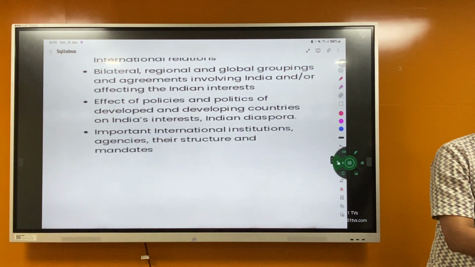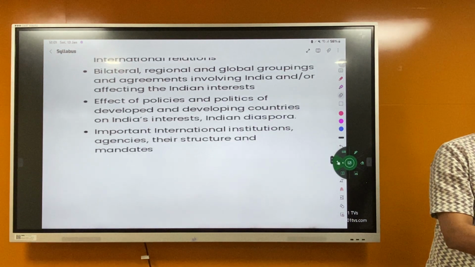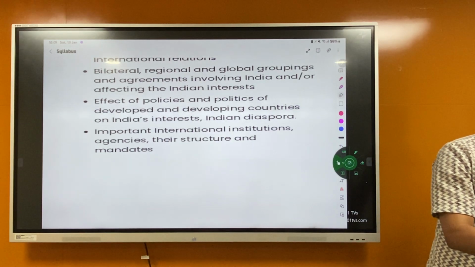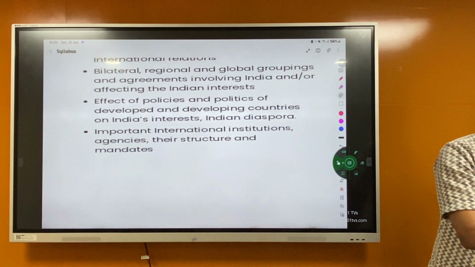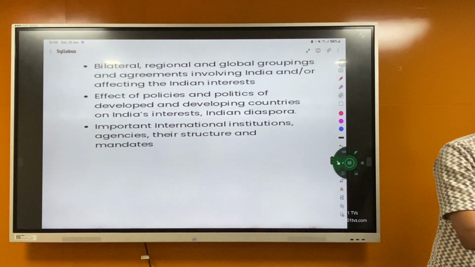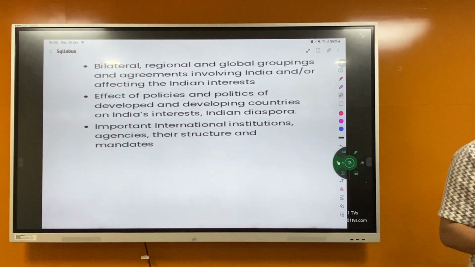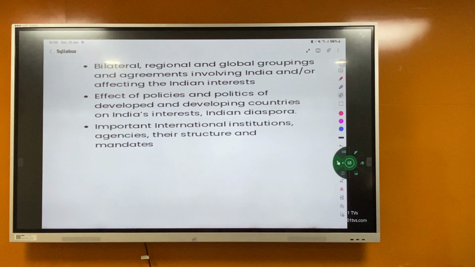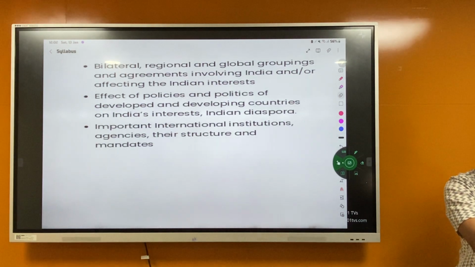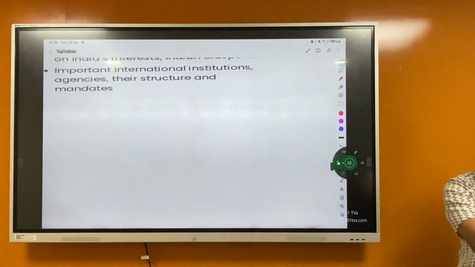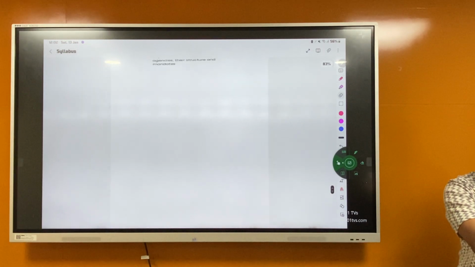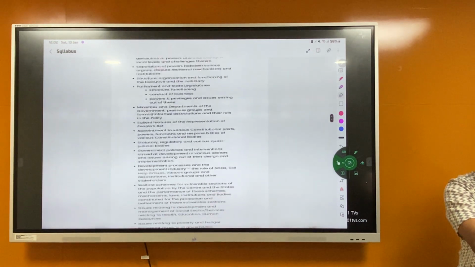Okay, this was done. Next, important international institutions, agencies, their structure and mandates. Here we'll be reading about IMF, WTO, World Bank, all the Bretton Woods institutions. Three are there, right? The WTO was also supposed to be made through Bretton Woods, but later it evolved through another process. So only two are there, IMF and World Bank. Okay. Their structures and their mandates. So this is your syllabus. This itself, how many pages?